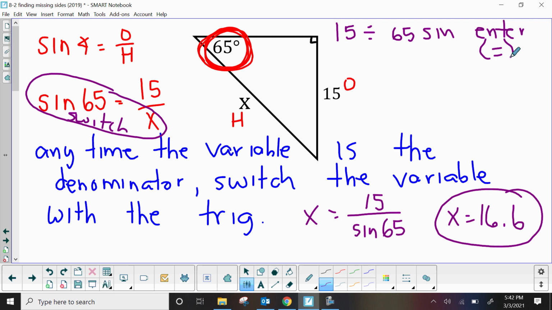But you're going to use SOHCAHTOA. If the variable ends up in the denominator, switch it with the trigonometry, and then just plug it into the calculator.